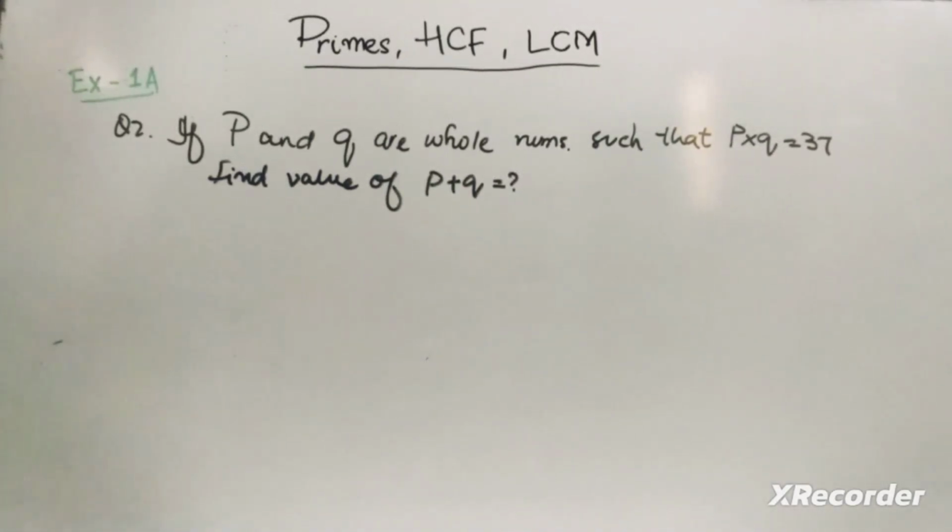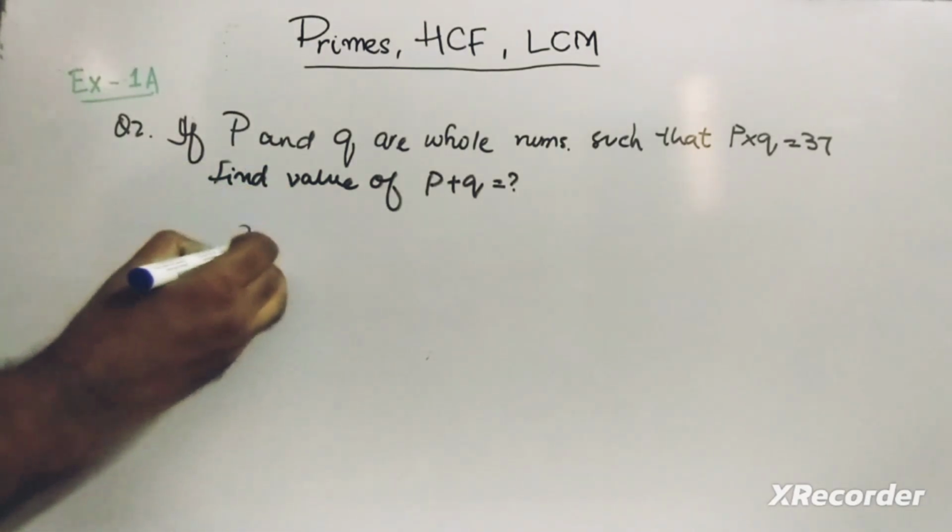So this is our first question of exercise 1a. Now question 2. If P and Q are whole numbers such that P multiplied by Q is equal to 37, find the value of P plus Q. In this question, we have to find P and Q initially, then we find P plus Q. So what is the number 37?